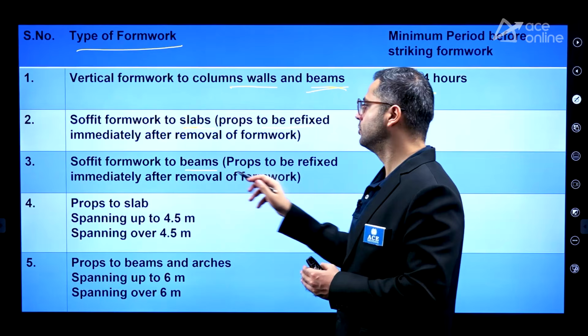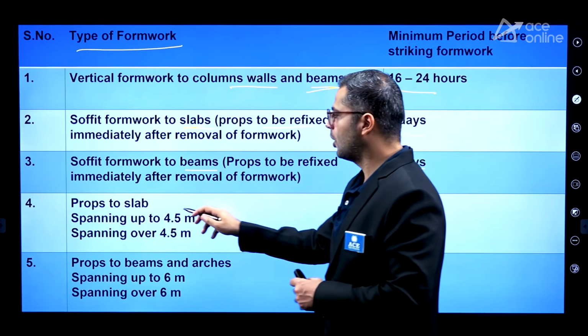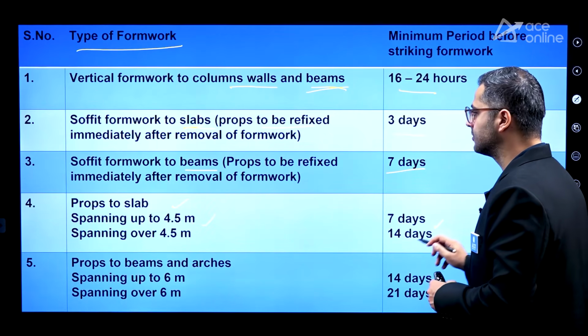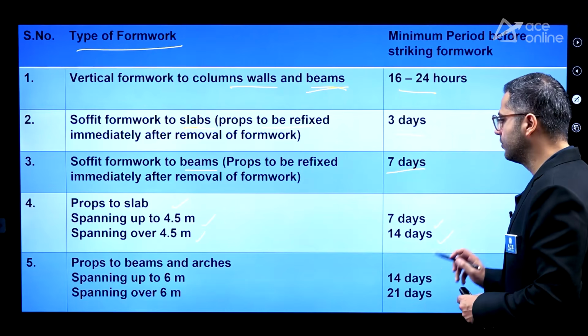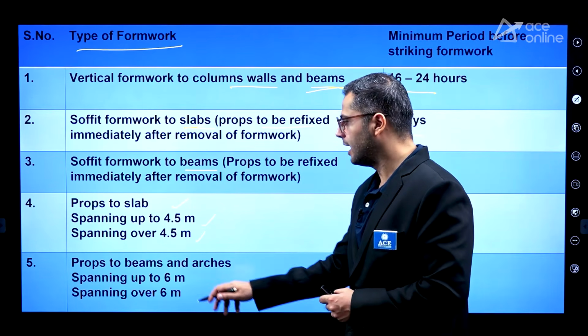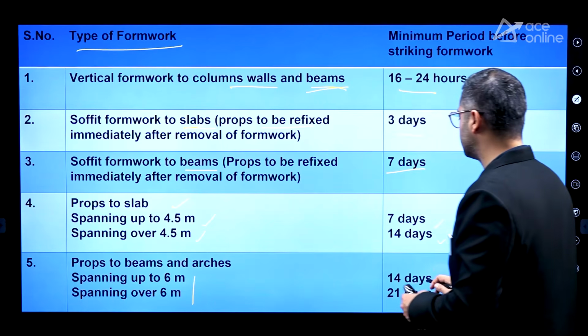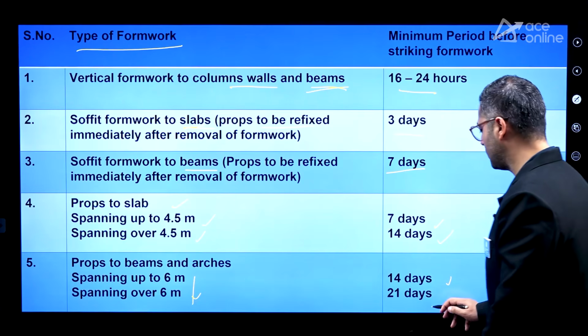Soffit formwork to the beams, the lower level, 7 days. Props to slabs spanning up to 4.5 meters, 7 days. Spanning over 4.5 meters, up to 14 days. And props to beams and arches spanning up to 6 meters, 14 days. Spanning over 6 meters, 21 days.